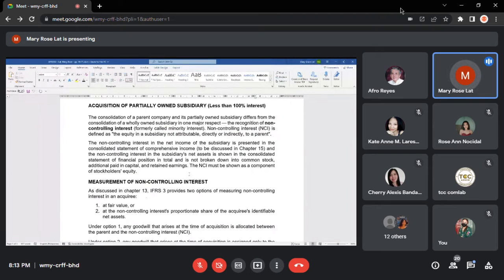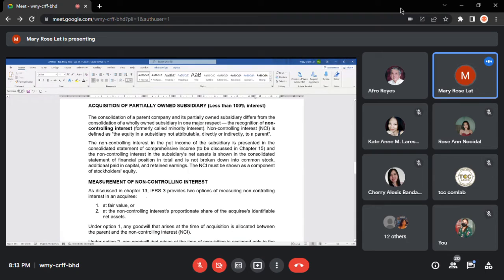The non-controlling interest in the net income of the subsidiary is presented in the consolidated statement of comprehensive income, to be discussed in Chapter 15, and the non-controlling interest in the subsidiary's net assets is shown in the consolidated statement of financial position in total, and it's not broken down into common stock, additional paid in capital, and retained earnings. The NCI must be shown as a component of stockholders' equity.